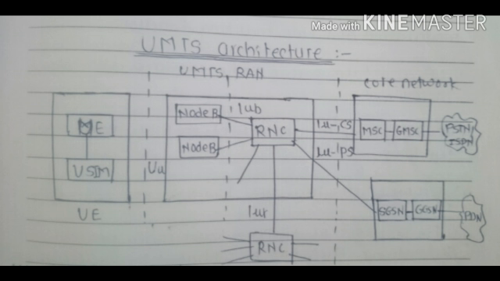First is the Node B. The radio cell is controlled by Node B. User equipment is connected with one or more antennas. Node B also takes care of the handover required.